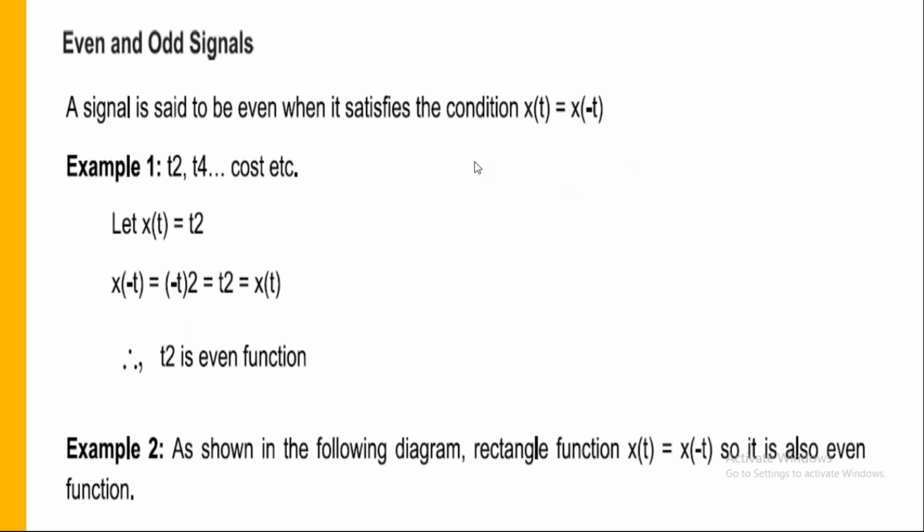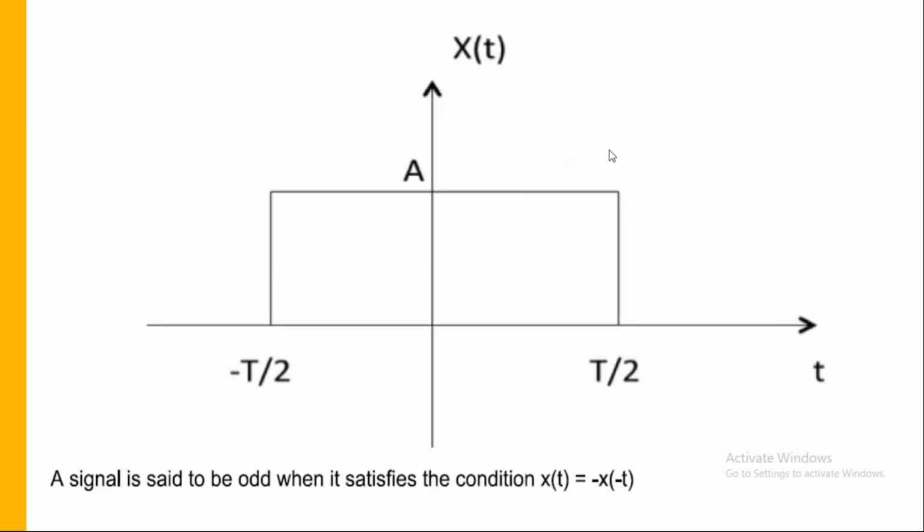An even function is symmetrical about the origin. At the origin, symmetry will exist on either side. Such a signal you can call an even function. Similarly, if a function is said to be an odd function, x of t you can write as minus of x of minus t. We'll see the condition. Now observe this waveform.